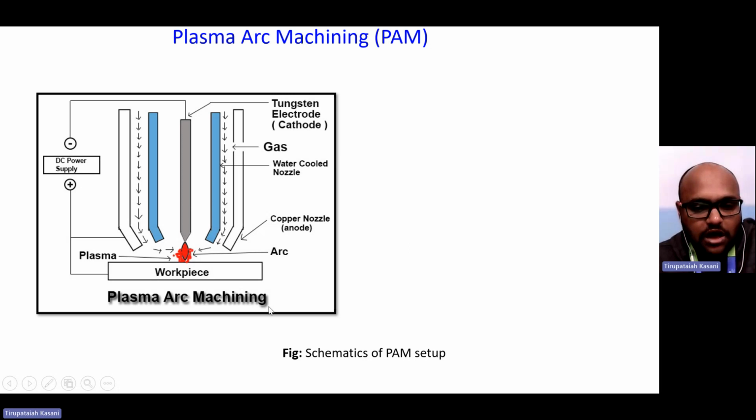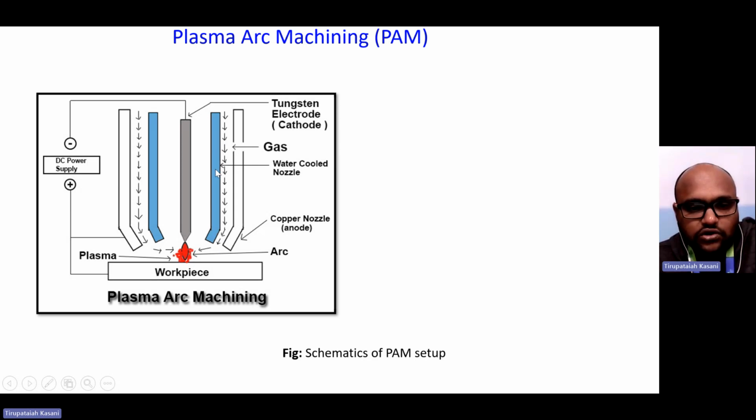Plasma arc machining consists of the workpiece, from which I would like to remove the material, and the tool, a tungsten electrode, that is the cathode. The workpiece is the anode, positive, and this is the negative. Here is the power supply to this and to this. Now there is a double nozzle here, and through the annular space between the nozzles, a gas is supplied.